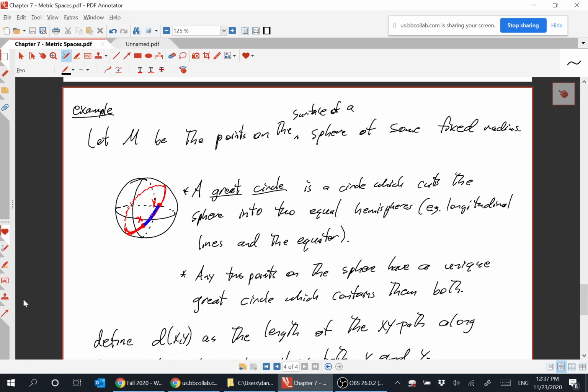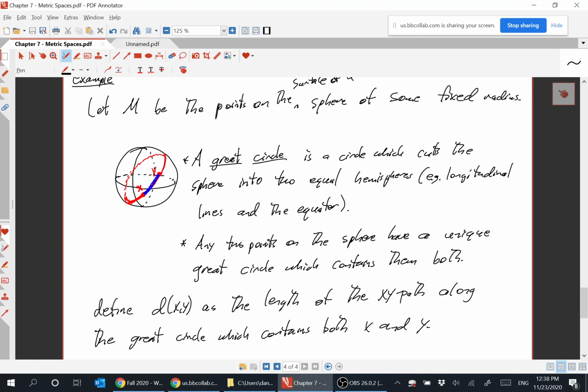A great circle on a sphere is a circle that cuts it into two equal hemispheres. And of course, there are infinitely many of these. The equator on the Earth is a great circle, but you could slide the equator around. The equator is the equator, but you can take that circle and slide it all over the sphere. The longitudinal lines on a sphere, the ones that go from North Pole to South Pole, those are great circles as well. So longitudinal lines and the equator, but there are plenty of others.